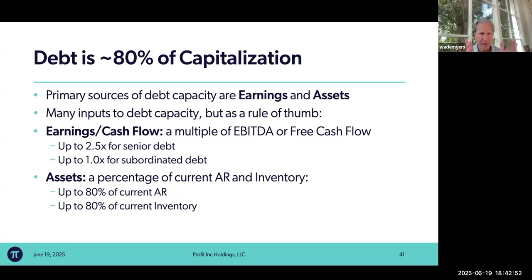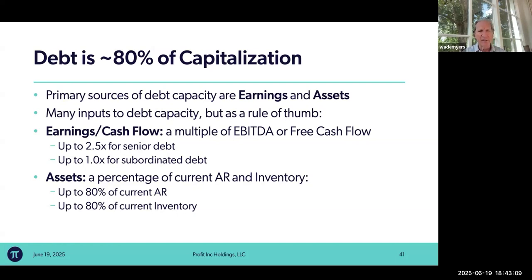So the absolute max here would be 2.5x of senior and 1x of subordinated debt, for 3.5x. So with $1 million of EBITDA, you might be able to get $3.5 million of total debt at the very maximum, right? And that's usually going to be long-term debt.